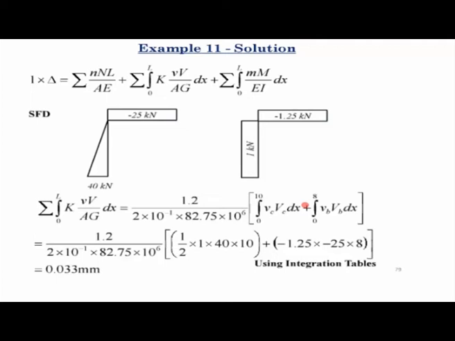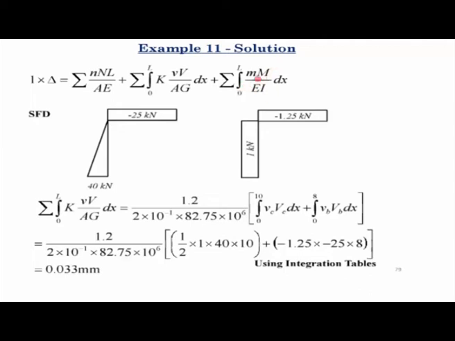So here it will be 25 into 1.5 into 8. That is the deformation due to shear, that is, deformation due to shear action being considered here. K is constant for both the members, A and G are constant for both the members. So we just take them outside the bracket, and if we calculate this, it comes out to be 0.033 millimeters. So that takes into account the axial deformation and shear deformation.